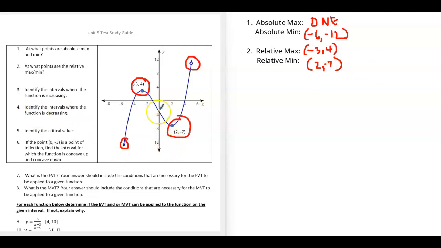Just keep in mind that it's possible for your relative extrema to be the absolute max. So for instance, if I had drawn my curve to look more like this, even though there's an open dot here, now this point's higher, and so that point would be a relative max and it would be the absolute max, okay? Something else to keep in mind is that relative extrema cannot be on the endpoints, whereas absolute extrema can be. All right. So all that being said, let's go ahead and move on to question 3.